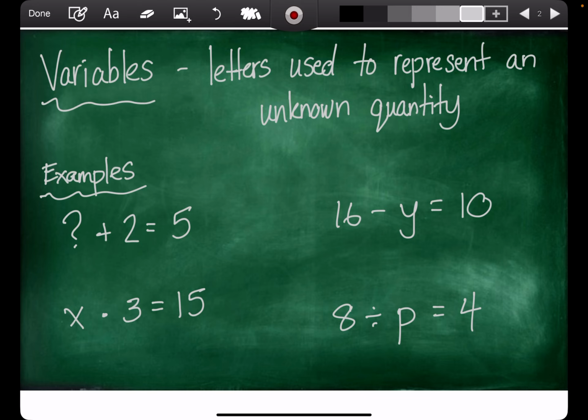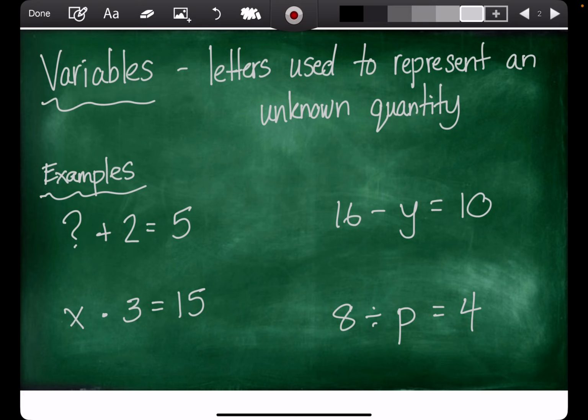So let's look at some examples. I think of variables as missing puzzle pieces. To me, math is just a bunch of puzzles. And sometimes when you're doing a puzzle, you're missing a puzzle piece, right? Well, in math, we can use variables as a symbol for, oh, we're missing this puzzle piece. How can we figure out what it is?